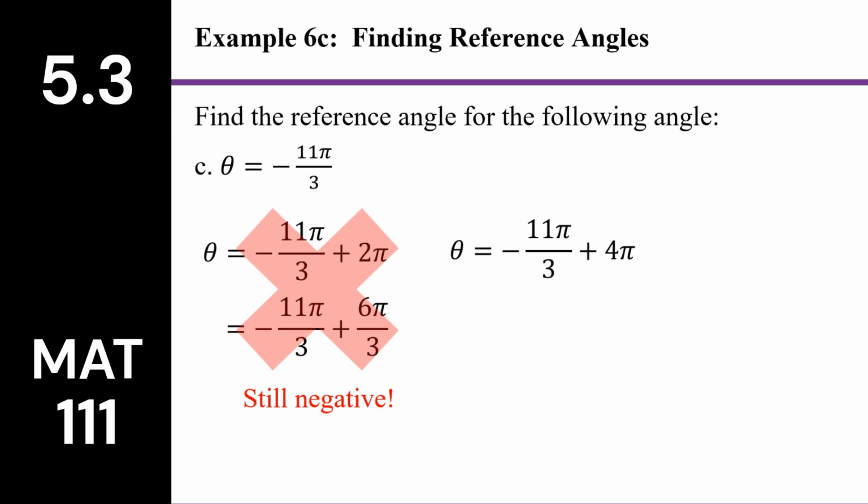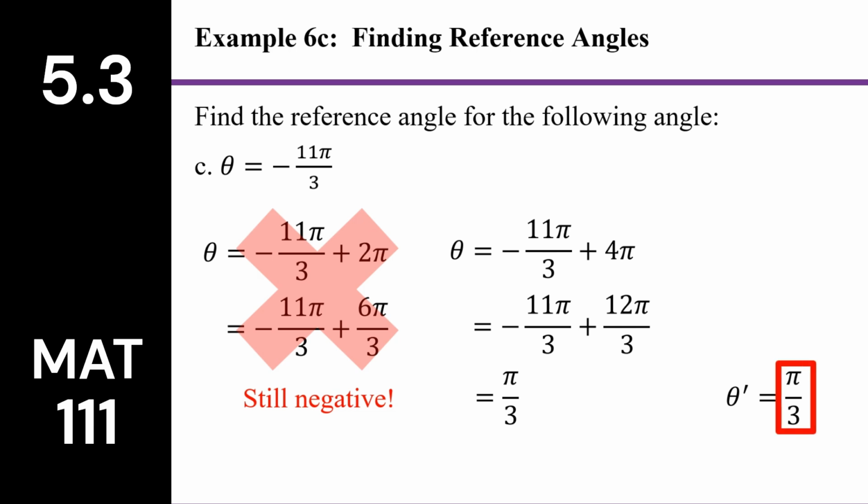So instead we'll have to add another multiple of 2 pi for a total of 4 pi. 4 pi is equivalent to 12 pi over 3, and negative 11 pi plus 12 pi gives us pi over 3. And because pi over 3 is in the first quadrant, that's also our reference angle.